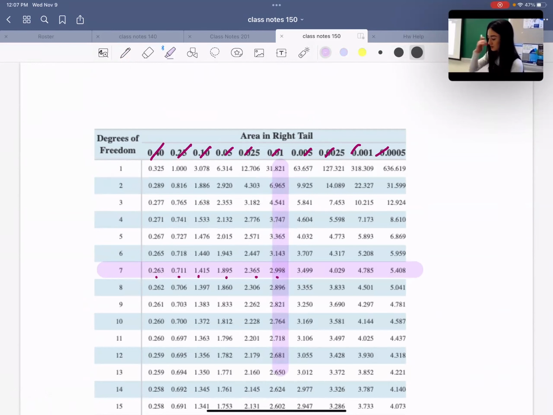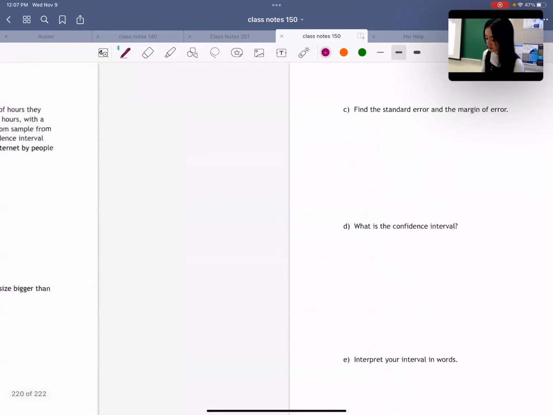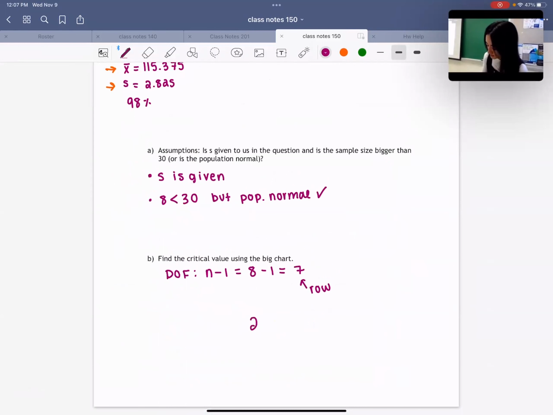Where those two intersect is 2.998. So that's our critical value. 2.998 is what we're looking for. Any questions on part B?